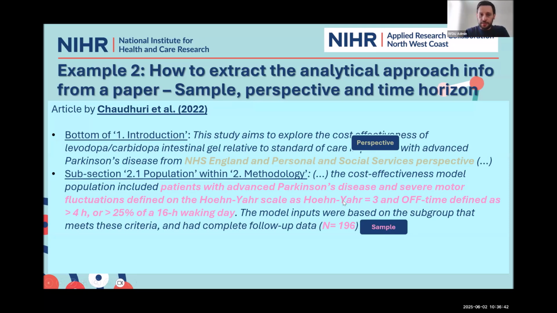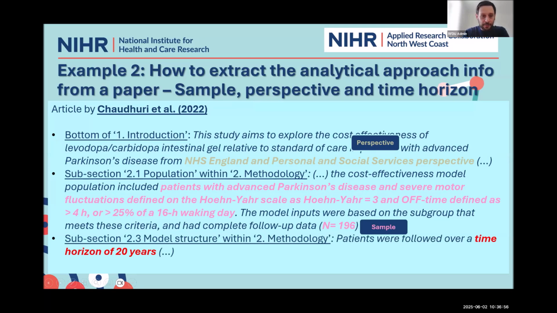So it's good to see here, for example, that the authors were considering specific inclusion criteria in order to define the study population even more. You also have some information about the sample size here in pink. The time horizon instead, again in the methodological section, you'll find some information around the time horizon, which was 20 years in this case. So quite long term.